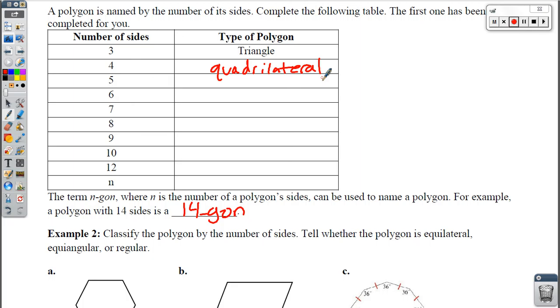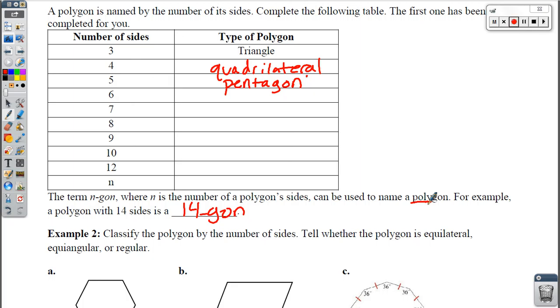So quad means 4, and then lateral, again, like we talked about before with equilateral, that has to do with the sides. 5, think about the government building, the Pentagon. So penta means 5, and then gon is the word that we use for polygons. By the way, poly, in the word polygon, means many. So polygon just means a many-sided shape. So we use the word polygon to describe any shape that has any number of sides.